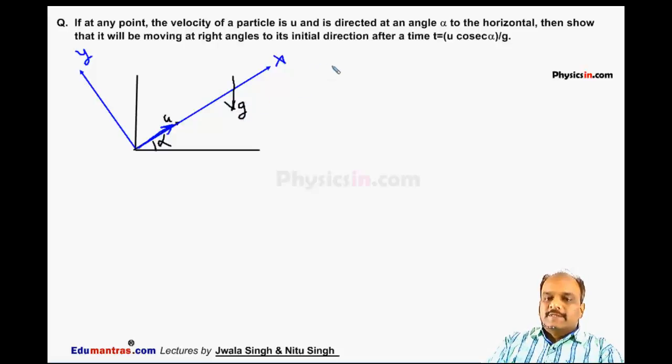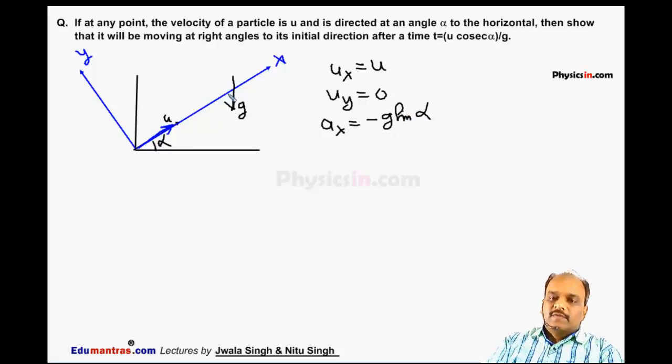So we can say in this case, what is ux? ux is u. uy is 0. ax is minus g sin alpha. It is minus g sin alpha, because if this angle is alpha, I will take this as 90 minus alpha. So this term is g cos of 90 minus alpha, which means sin alpha. In the same way, ay is minus g cos alpha. ax is in this direction, ay is in this direction.